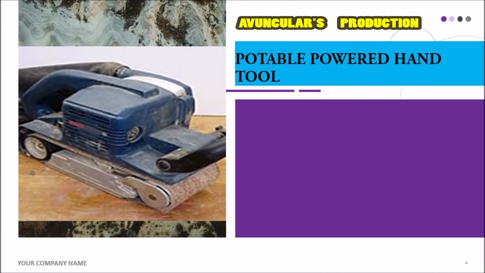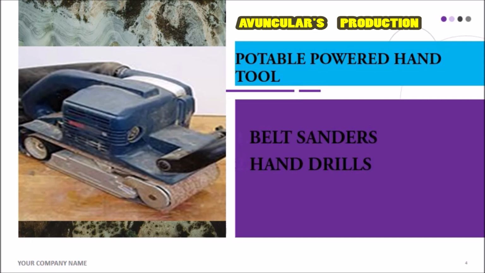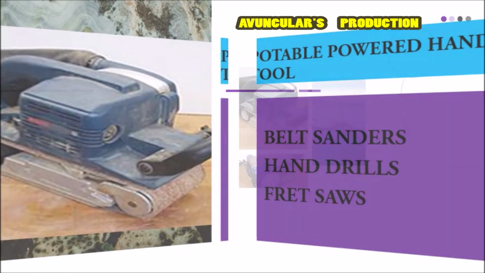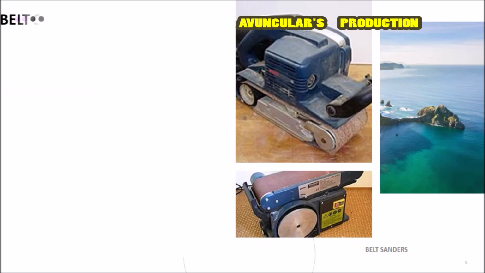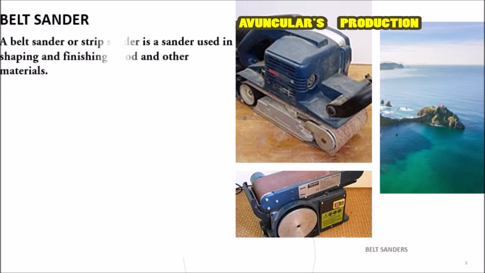Portable powered hand tool. We'll be looking at 1. The belt sanders, 2. The hand drills, 3. The fret saw. Let us look at the belt sander. A belt sander or strip sander is a sander used in shaping and finishing wood and other materials.